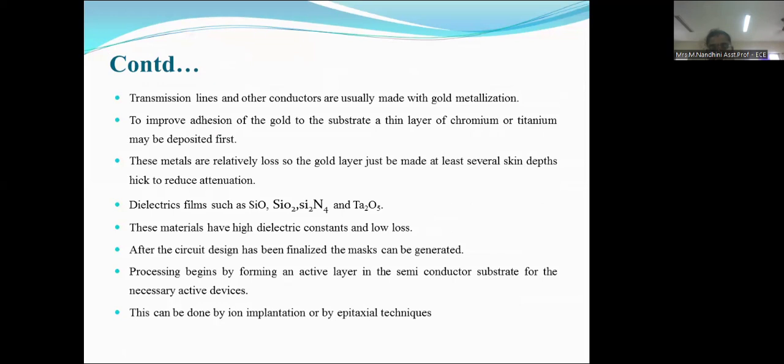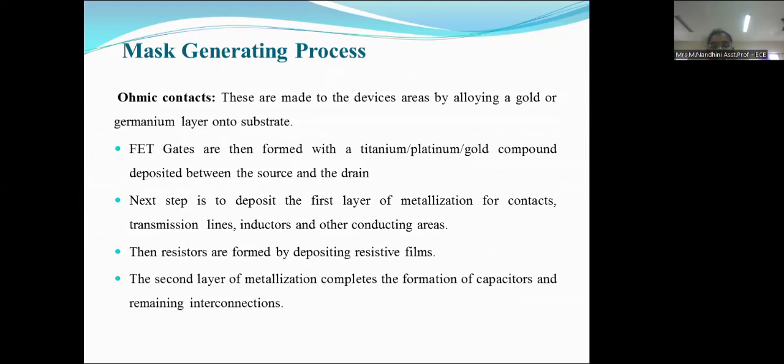The beginning process is to form an active layer in the semiconductor substrate for the necessary active device. This can be done by ion implantation or by epitaxial techniques, which we can learn in LIC, that is linear integrated circuits. Next, in the mask generating process, ohmic contacts are made to the device area by depositing a gold or germanium layer onto the substrate. The gold or germanium layer is first masked onto the device area.